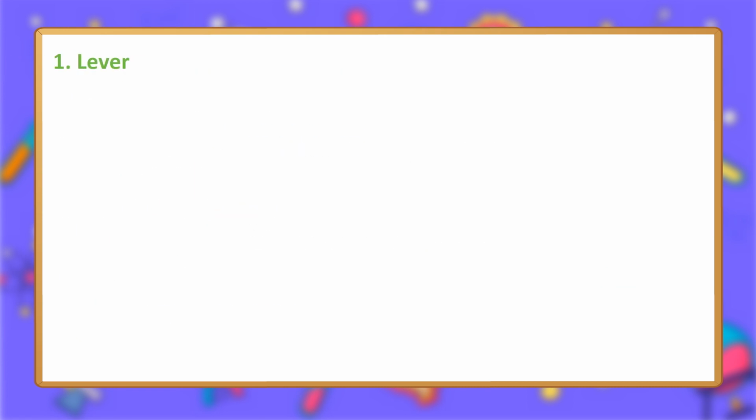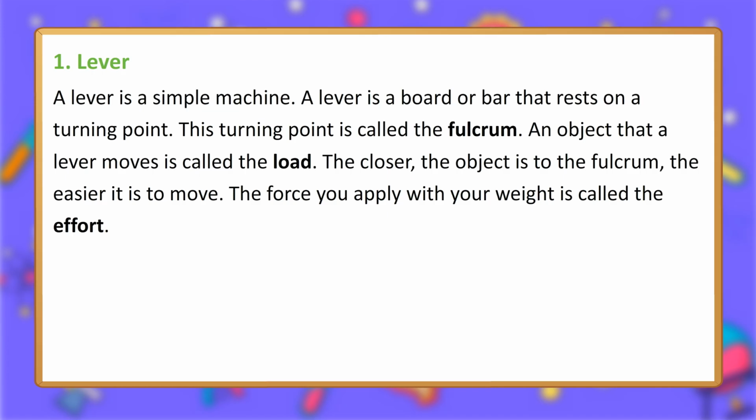1. Lever. A lever is a simple machine. A lever is a board or bar that rests on a turning point. This turning point is called the fulcrum. An object that a lever moves is called the load. The closer the object is to the fulcrum, the easier it is to move. The force you apply with your weight is called the effort.